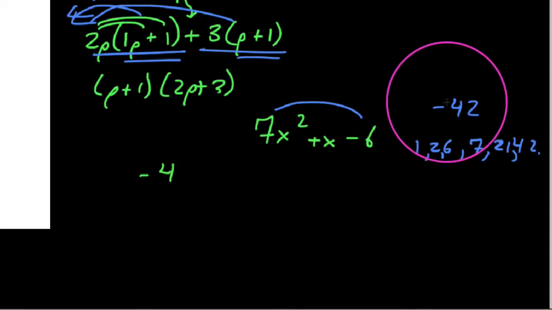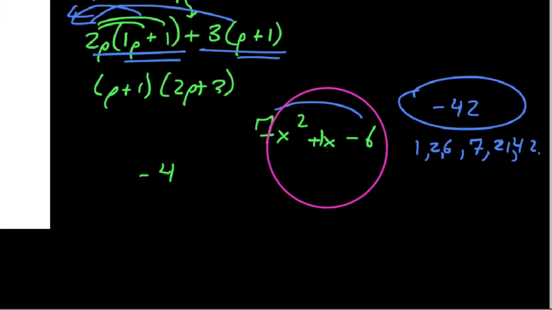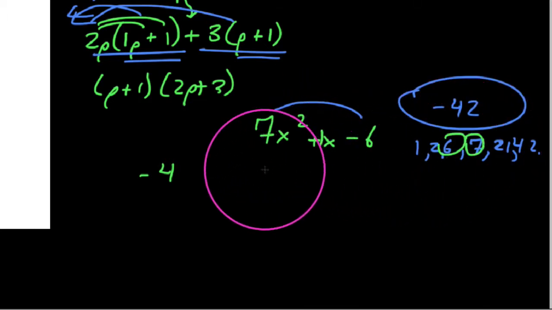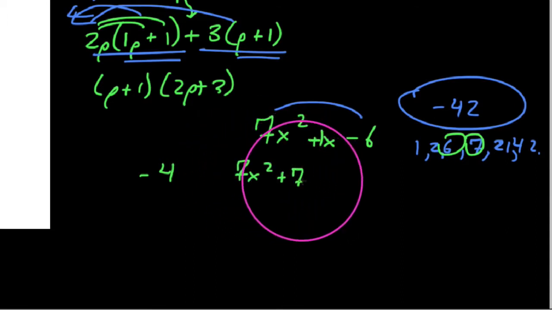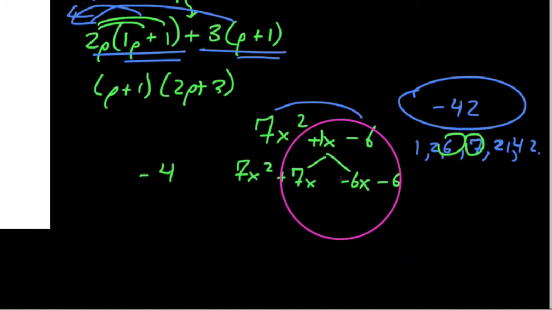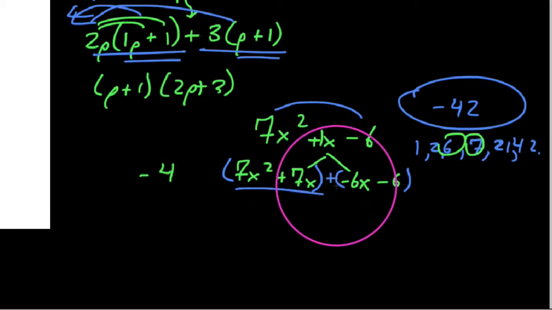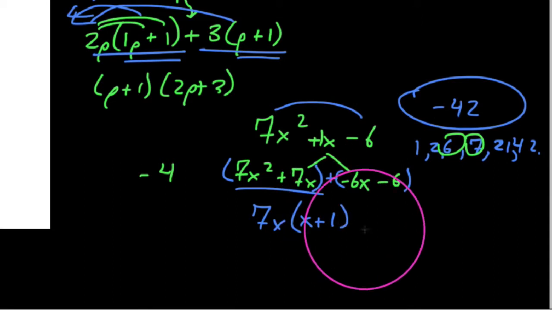So are there two factors of a negative 42, which means they have opposite signs, that add up to be a positive 1 in the middle? And I suppose we could do a positive 7 and a negative 6. So if that's the case, then this would be rewritten as 7x squared plus 7x minus 6x minus 6, where we split this up and we're going to group these now. What's the GCF of the first two terms? We say 7x, and this would be left with x plus 1.